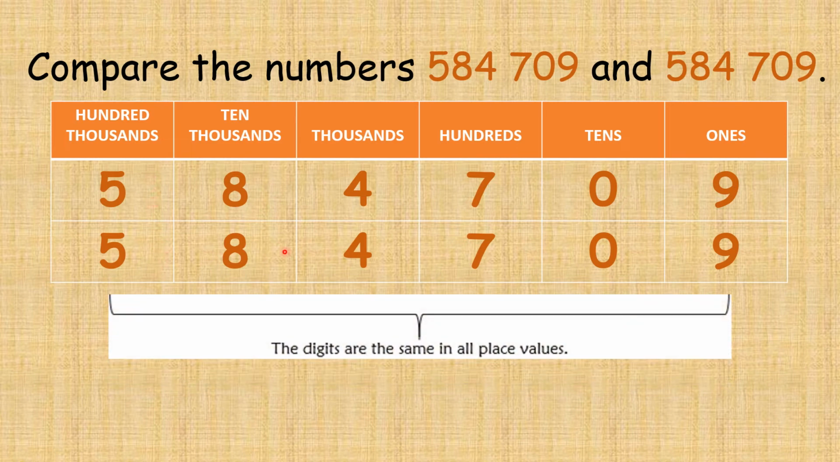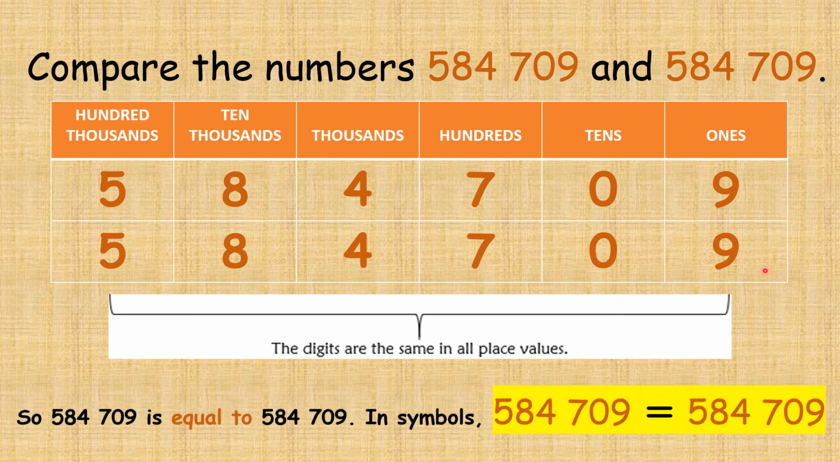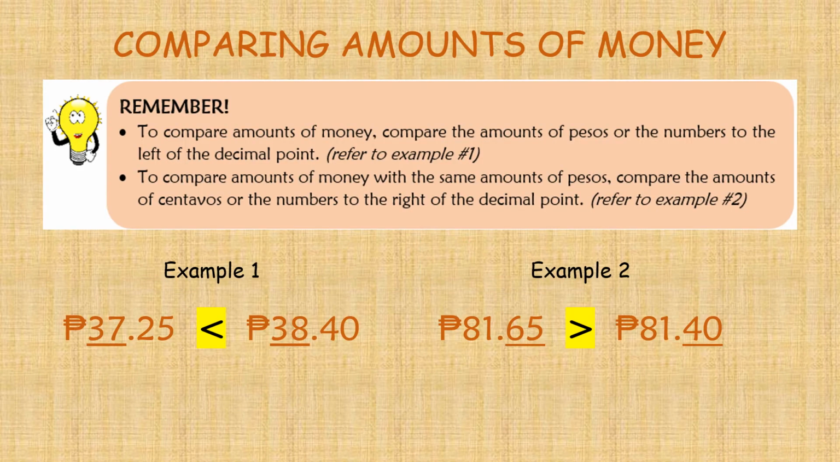Since we can see that all digits are the same in all the place values, it means that the two numbers have the same value. So we say that 584,709 is equal to 584,709. In symbols, we write 584,709 is equal to 584,709. Now that we're done in comparing numbers, let us now try to compare amounts of money.